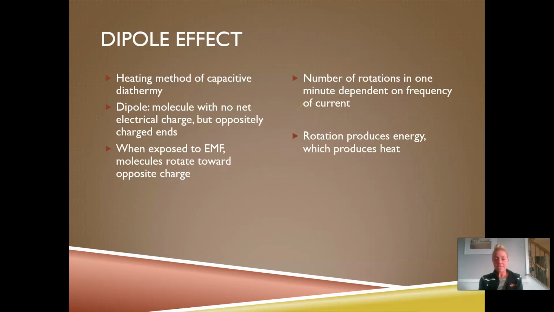The dipole effect is essentially how diathermy works. A dipole right here is a molecule with no net charge but has oppositely charged ends. So picture in your head a battery that has a positive and a negative end. This molecule has both a positive and a negative charge, but they cancel each other out, so there's no net electrical charge. And then when it's exposed to electromagnetic frequency, it starts to rotate and spin. So this is what actually produces the heat for diathermy.